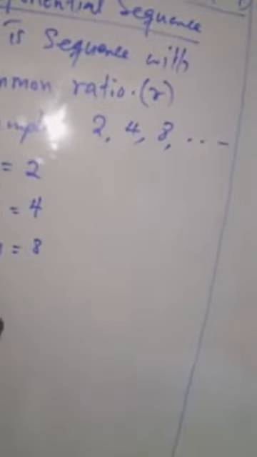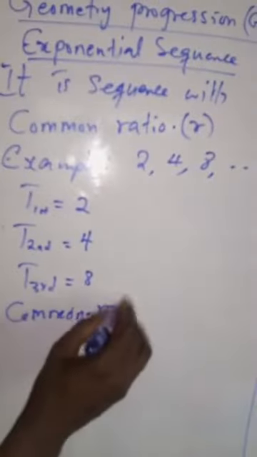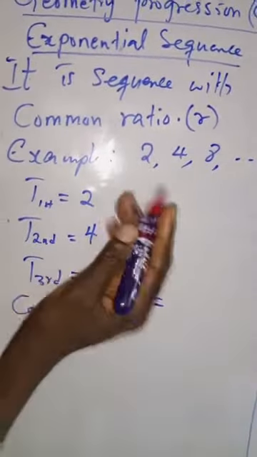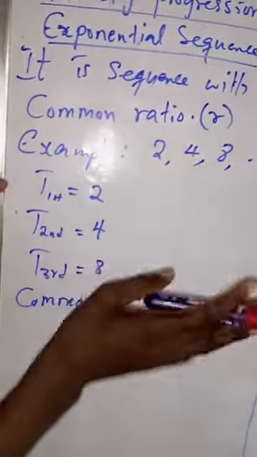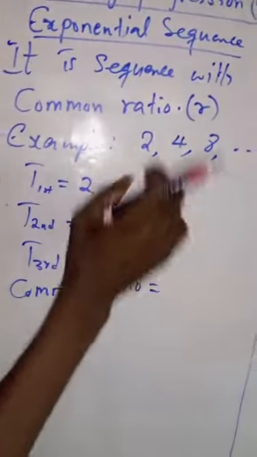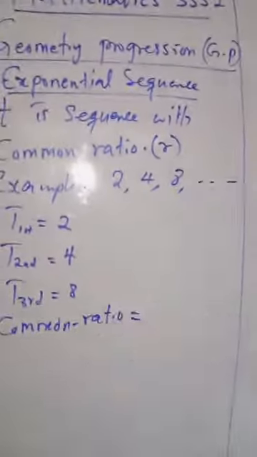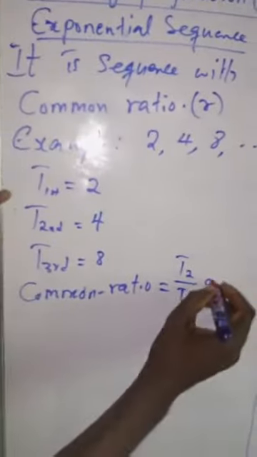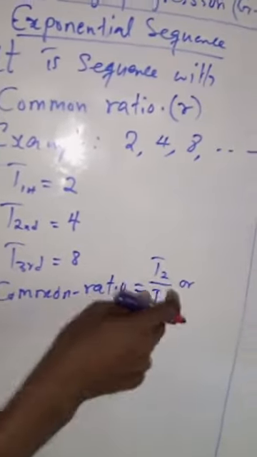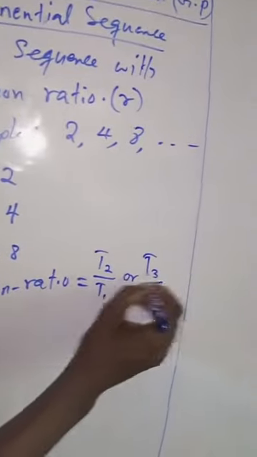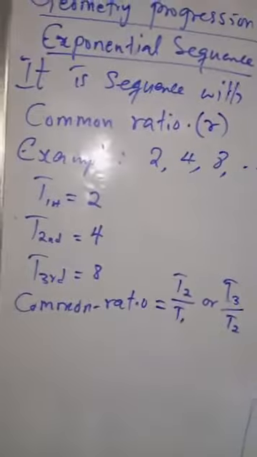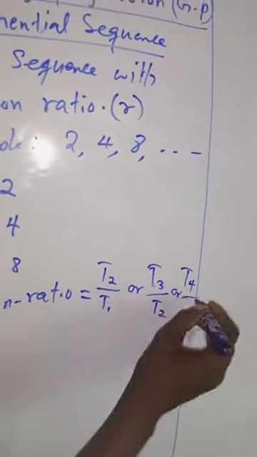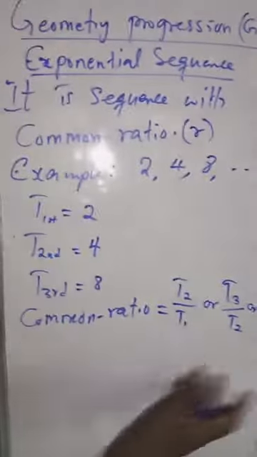To get my common ratio, in AP I do subtraction of first and second, while this one is what they call ratio. Ratio means to divide. So it's going to be the second term divided by the first term. In order for you to check if this is correct, you still have the third term divided by the second term. If you still want to check further, you have the fourth term divided by the third term. So this is how to get the common ratio.